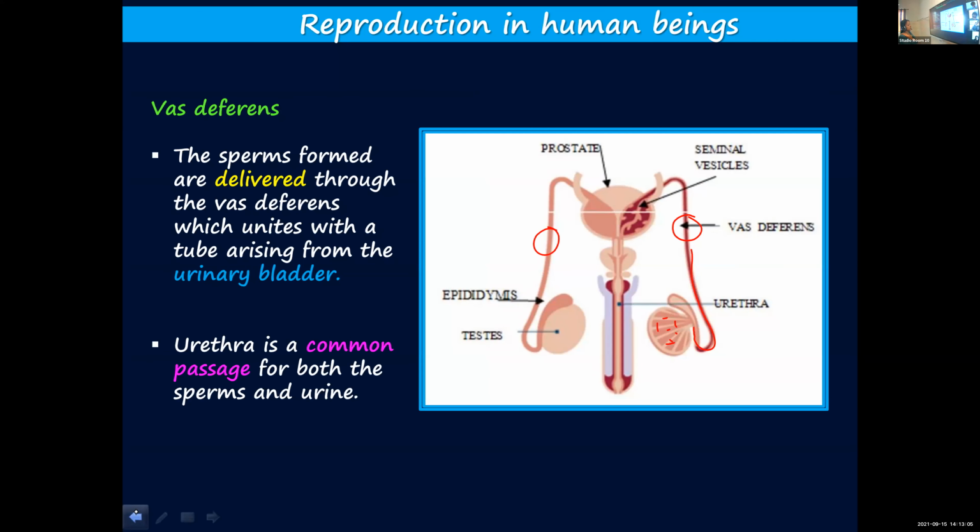Vas deferens or sperm duct. So we learned about testis and vas deferens, and now we need to learn about some of the glands associated with it, and one more structure.